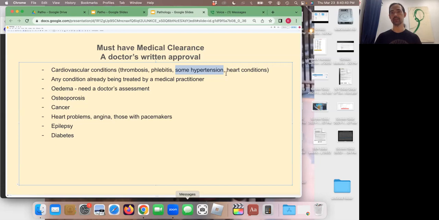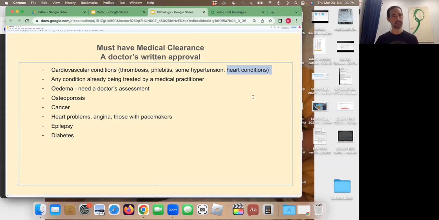And then some heart conditions, if someone has AFib, or if they're taking, or if they have, something that is stable, they're taking beta blockers, they have a pacemaker, something of that nature, that's usually okay to work on those people. It's better even to get a medical clearance for that person. But if you're not sure, just get the medical clearance, especially if it's something new or something that seems unstable. So for the purposes of the MBLEx, any cardiovascular condition needs a doctor's referral.